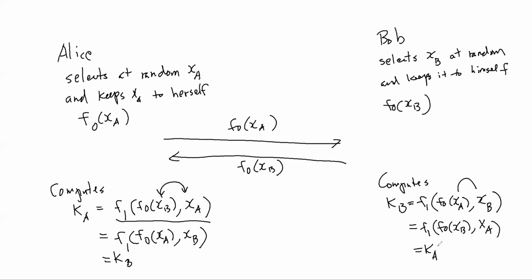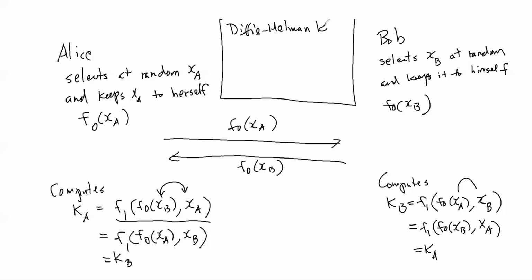So that is how this can be done. So next time, we are going to provide a concrete implementation of F0 and F1, which is the Diffie-Hellman key exchange. Diffie-Hellman key exchange is a concrete implementation of F0 and F1. And we are going to talk about this in the next video.